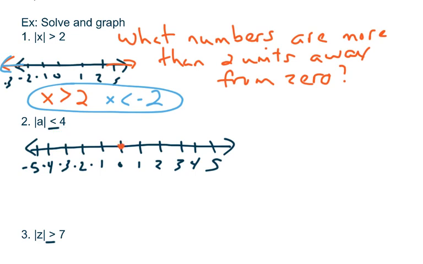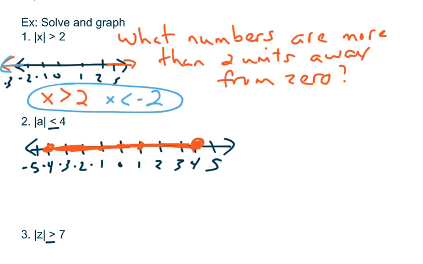Well, 0 would be less than 4. 1 would be less than 4. 2 would be less than 4. 3 would be less than 4. 4 is exactly 4 units away, and that one counts this time because we have the or equal to part. But we can't use 5 because 5 is more than 4 away from 0. If we go to the left side of 0, -1 is only 1 unit away, that counts. -2 would count, -3 would count, -4 would count, -5 would not, because now we're getting bigger than 4 units away. So our solutions are all the numbers in between the 4's, including the 4's, so +4 and -4.